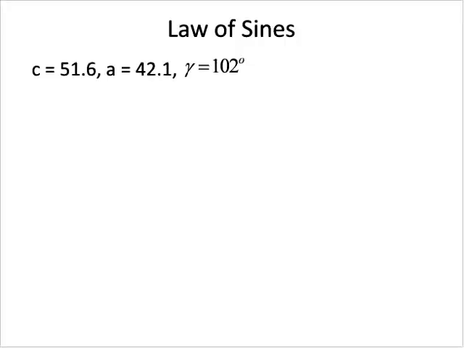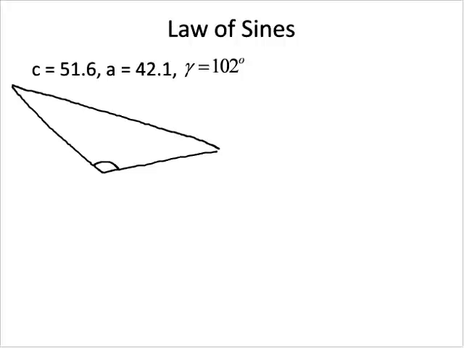Again, here we go. I've got a triangle. It told me what side C, side A, and angle gamma are. So let's draw ourselves out a nice little triangle here. I'm going to make this big angle gamma, so that's 102 degrees. That means this side opposite that has to be 51.6.